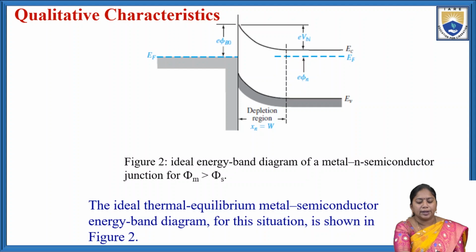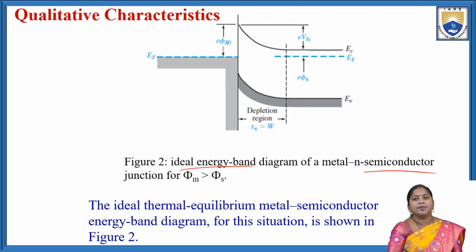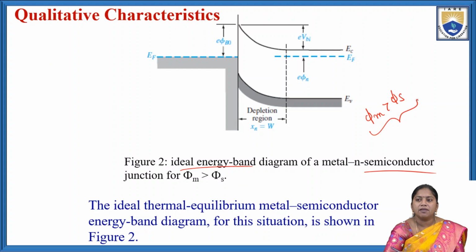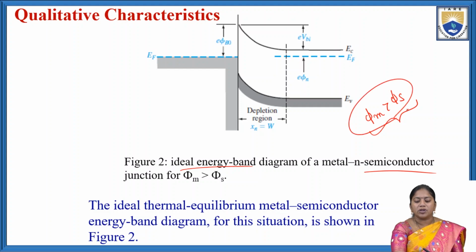So the qualitative characteristics of the metal-semiconductor contact are the Schottky barrier. This is the ideal energy band diagram for the metal and N-type semiconductor junction. Most of the rectifying contacts are made with N-type semiconductors. For N-type semiconductors, the reference condition is phi m greater than phi s. That means the metal work function must be greater than the semiconductor work function. This is the condition for the N-type semiconductor.